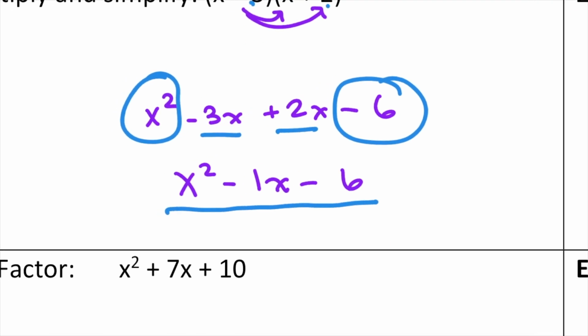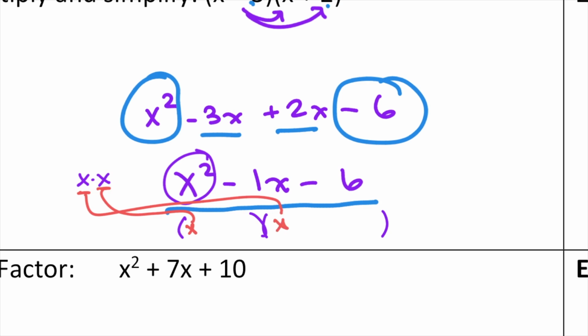X squared came from the x times the x. Since we know that x squared is made up of x times x, and we know that our trinomial came from 2 binomials, we're going to move one of the x's into the first position and the other x into our second position. The 6 is a little trickier. 6 is 1 times 6 or 2 times 3. Oh, a negative. So we really don't have 6, we have a negative 6. We want to get negative 3 and positive 2 back.